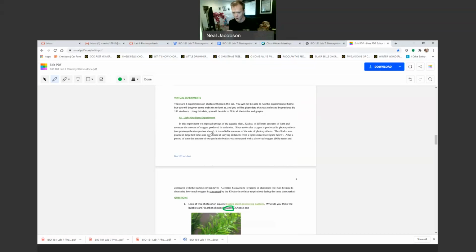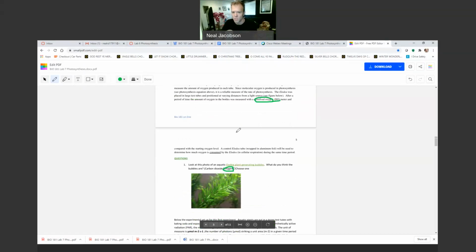The dependent variable, though, is how much oxygen is produced, because I can't physically change that. I can change the independent variable and I can measure its effect on the dissolved oxygen produced, but I can't physically make a plant produce more oxygen. It does that on its own. And so the measured output of this experiment is the amount of dissolved oxygen and the change in the dissolved oxygen over time.